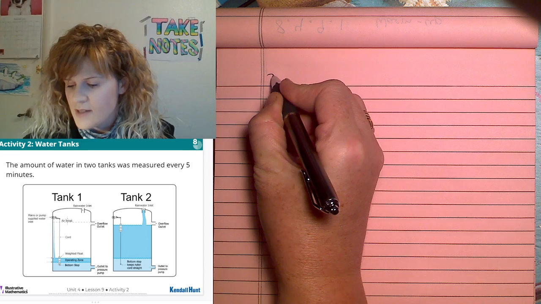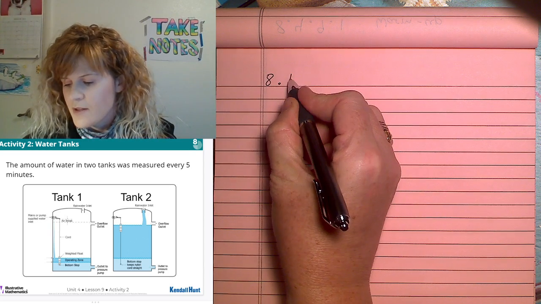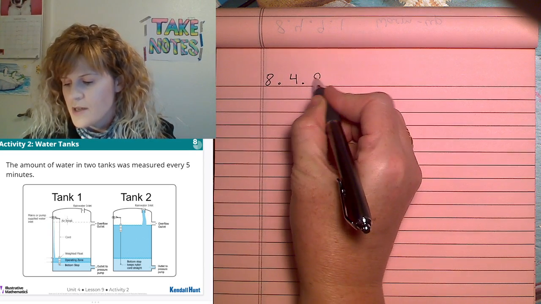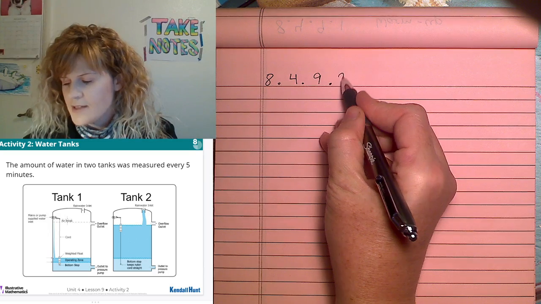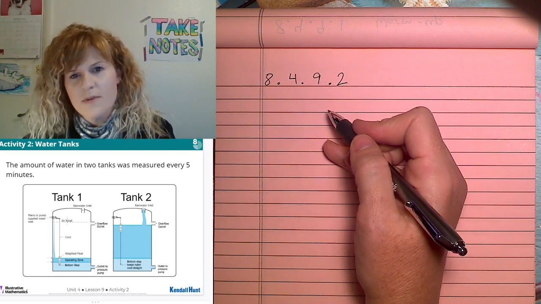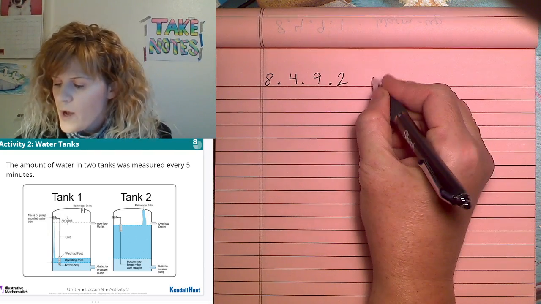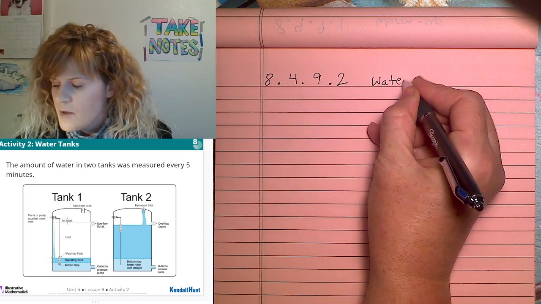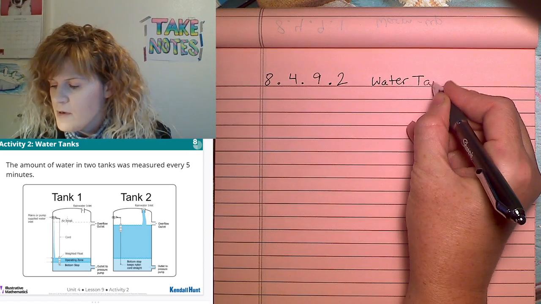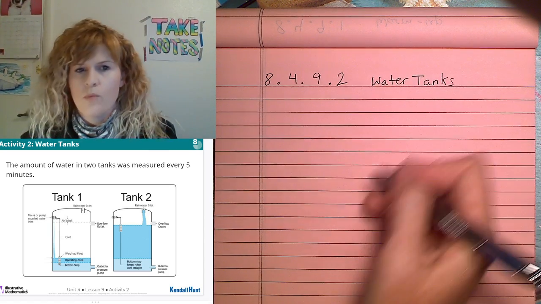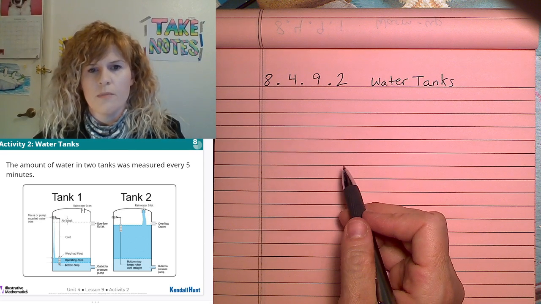This is 8th grade math, unit 4, lesson 9, activity 2. The name of this activity is water tanks. Put that on the top of your paper. Water tanks. Okay, let's read the problem.